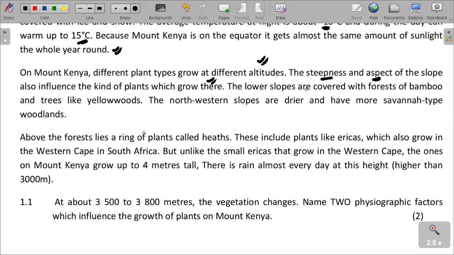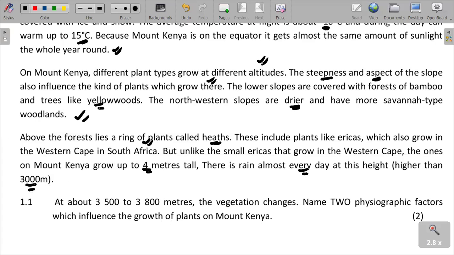The lower slopes are covered with forest of bamboo and trees like the yellowwoods. The northwestern slopes are drier. You have more savanna type woodlands, and above the forest lies a ring of plants called the heath. These include plants like ericas, which also grow in Western Cape in South Africa. But unlike the small ericas that grow in Western Cape, the ones on Mount Kenya grow up to 4 meters tall. There is rain almost every day at heights higher than 3,000 meters.